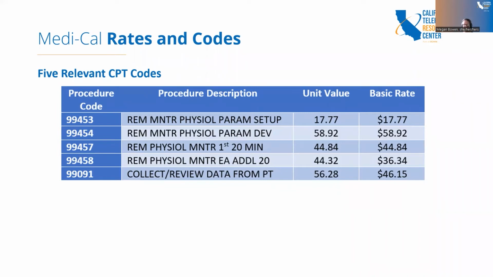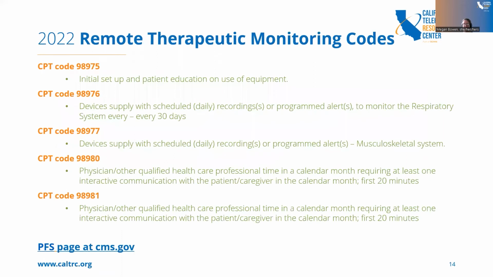So CPT code, the last one, 99091, covers standalone collection and interpretation of remote data. That includes 90 minutes of clinical time between the patient and physician once a month, and requires at least one instance of communication, which can be a call, a video visit, email exchange, or portal message. So great. Okay, and then on to the next slide.